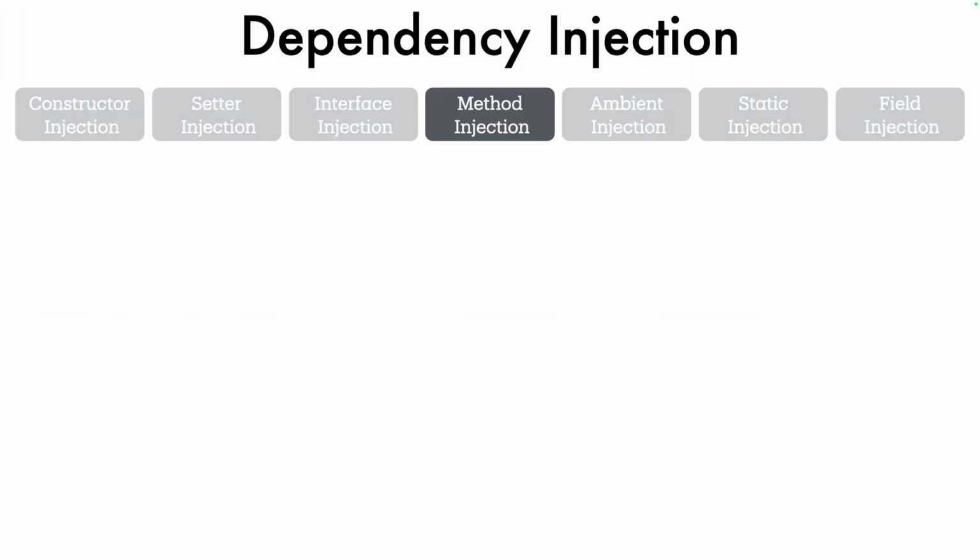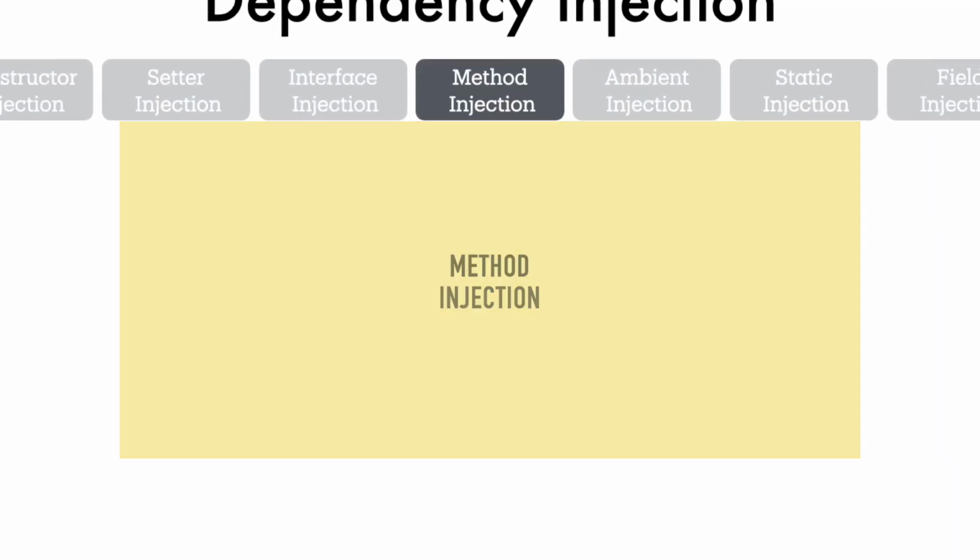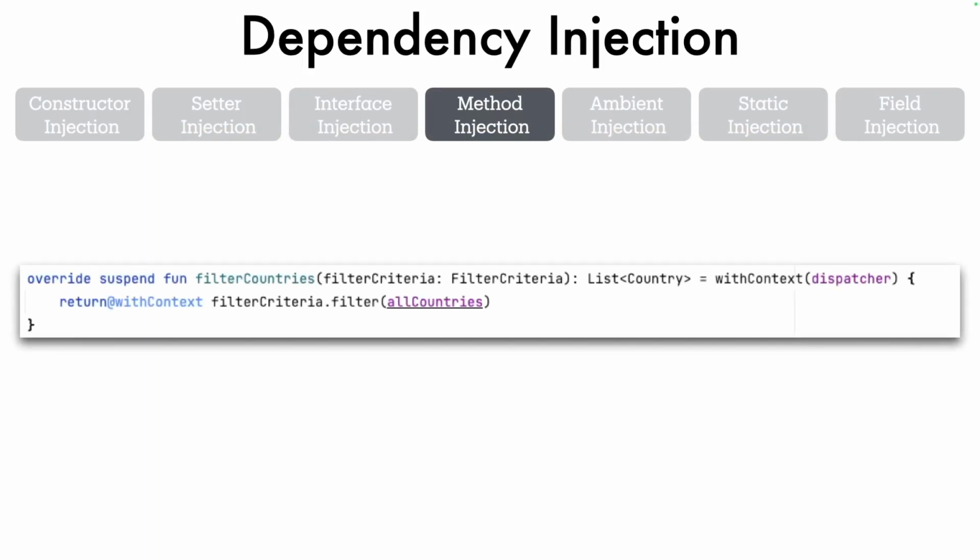The next one is method injection. This is pretty straightforward. Have a look at this particular code. You have a method called filterCountries which takes a filter criteria. Well, it is a dependency that is being passed as a parameter to this function called filterCountries.